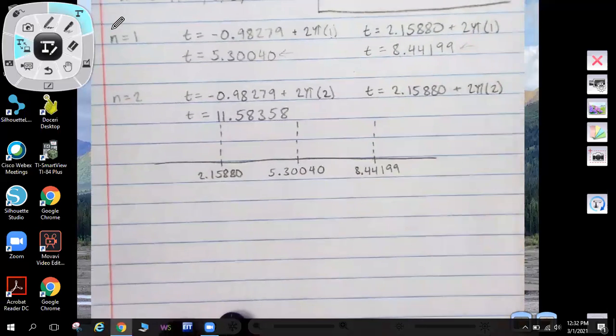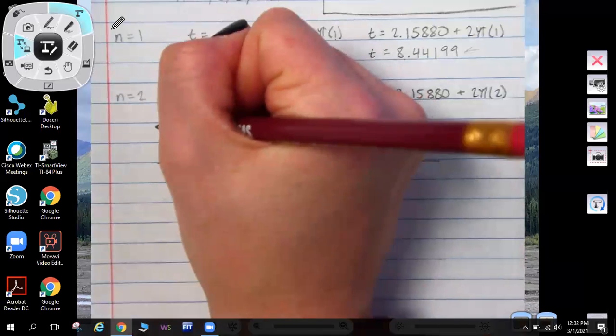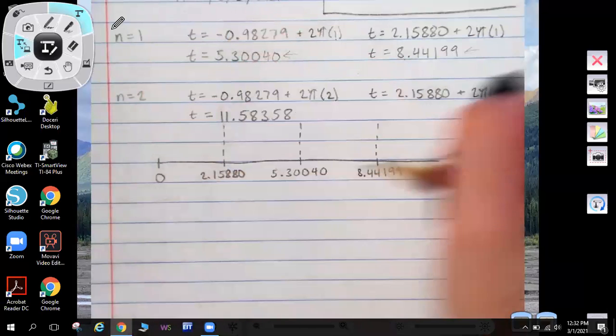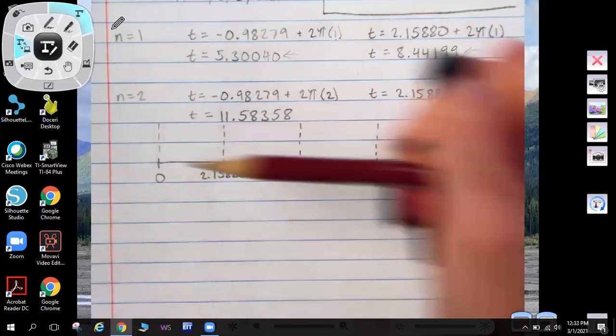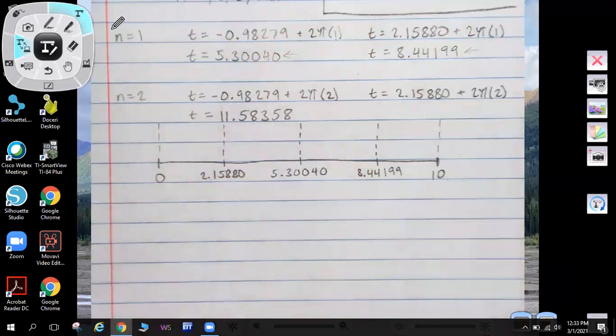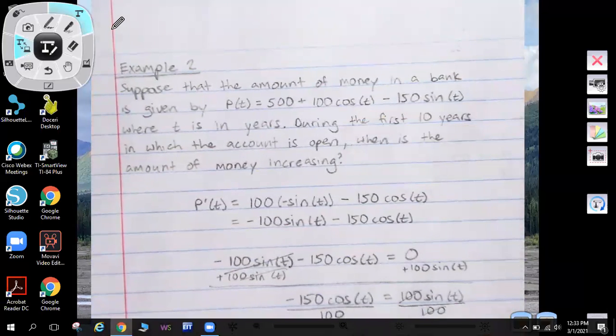Sorry, here it is. 3 values on our number line that creates 4 intervals for us to test. And actually, we can go ahead and add, we're only looking from 0 to 10. It doesn't always have to be 0 to 10, that's just what was given to us in the problem. It asks during the first 10 years which the account is open.